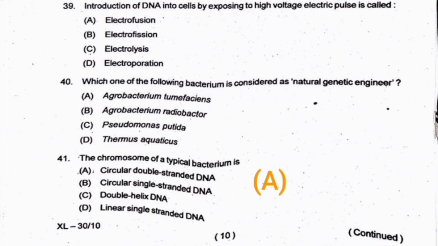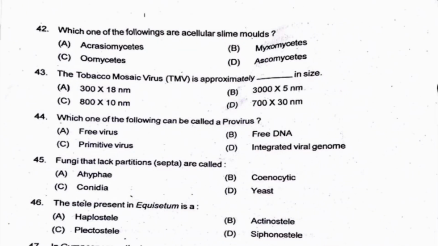Okay. Next, question number 42. Which of the following are acellular slime molds? Option A Acrasiomycetes, option B Myxomycetes, option C Oomycetes, option D Ascomycetes. So slime molds are achlorophyllous animal-like forms usually growing at decaying areas, exhibiting a wide range of coloration, and acellular slime molds are known as Myxomycetes, that is option B.